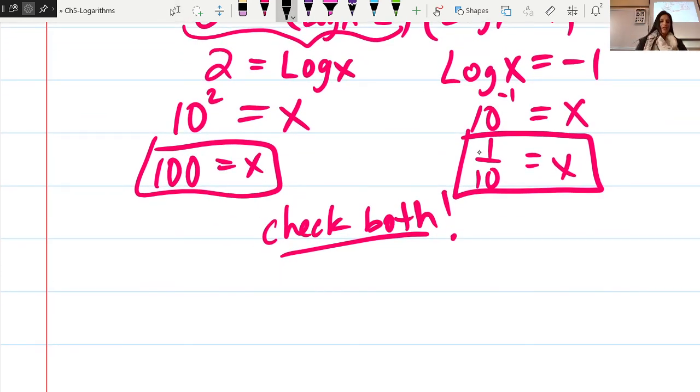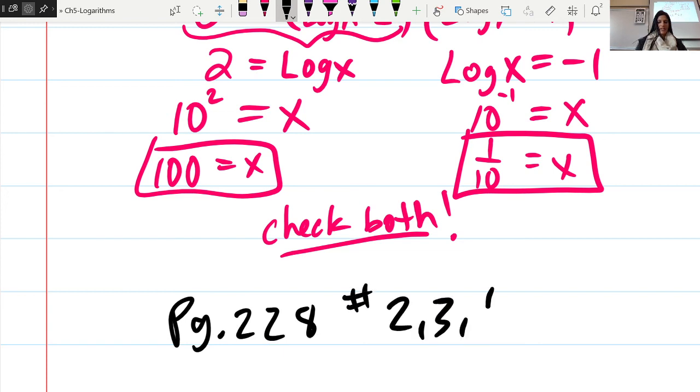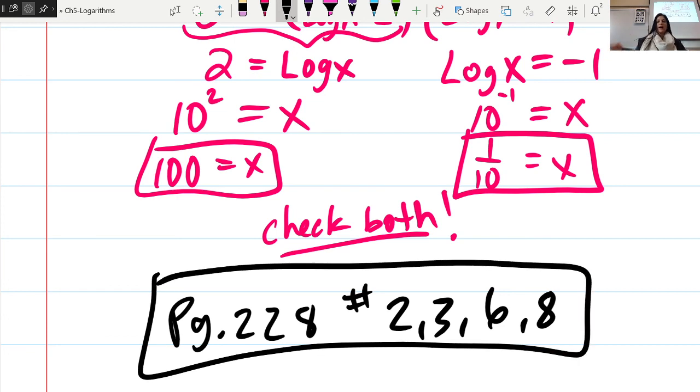Wow, I think we'll call it a day. Page 228, 2, 3, 6, and 8. Remember what I said to you? You decide how much of that you want or need to do. And I'm also going to give you a worksheet to practice the different types.